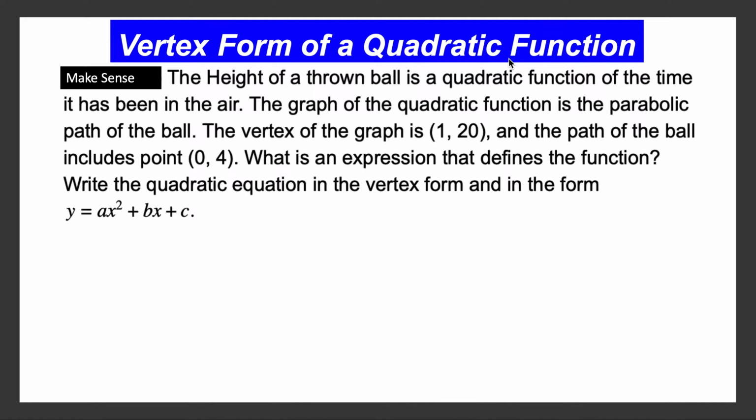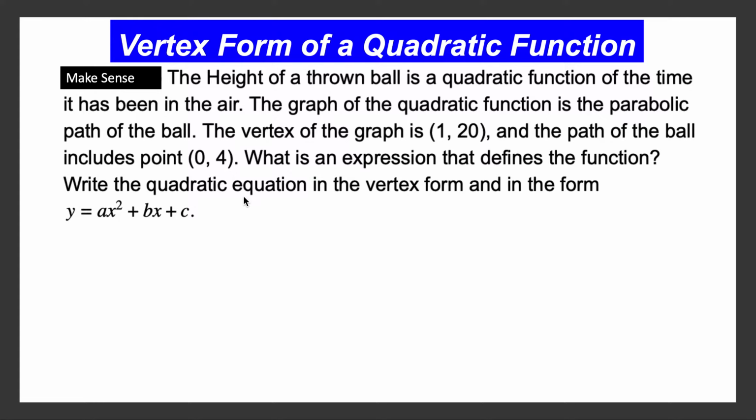A quadratic function. The height of a thrown ball is a quadratic function of the time it has been in the air. The graph of the quadratic function is the parabolic path of the ball. The vertex of the graph is (1, 20), and the path of the ball includes the point (0, 4). What is an expression that defines the function?